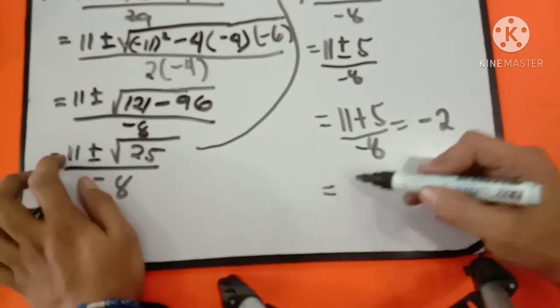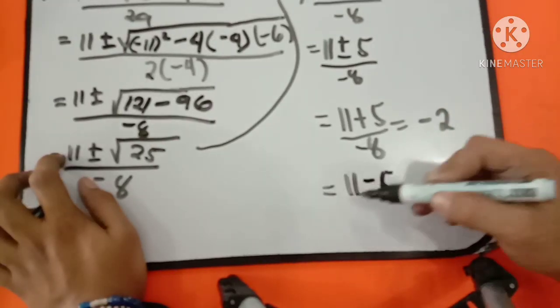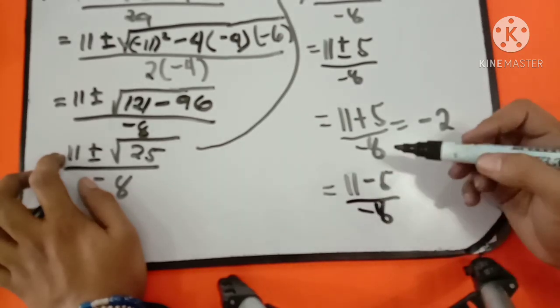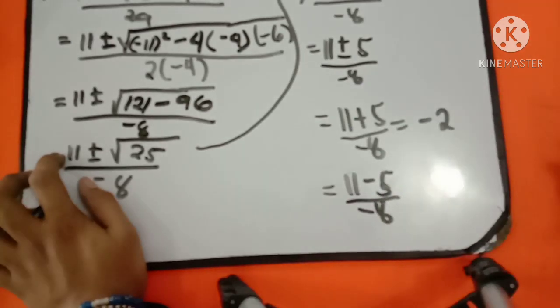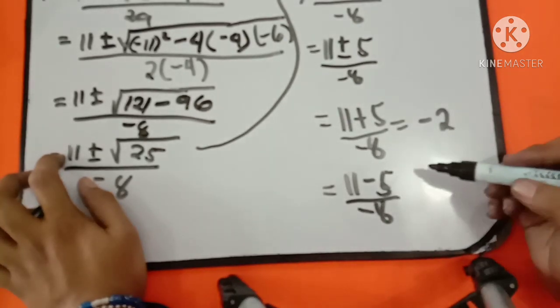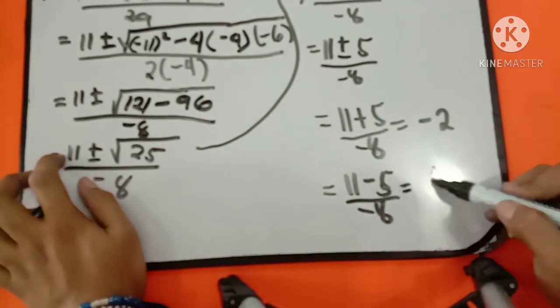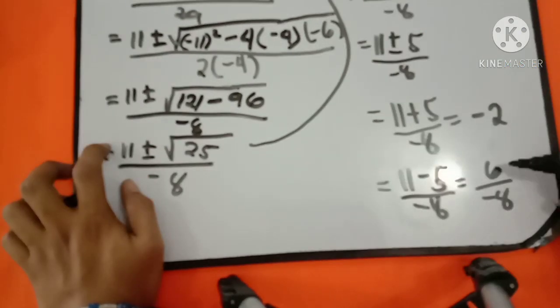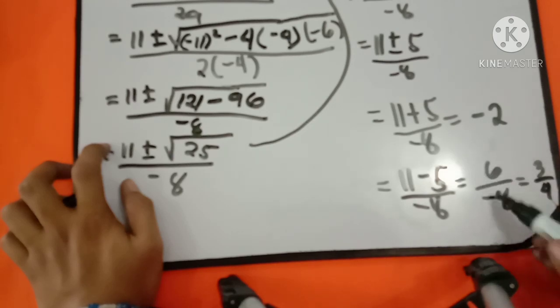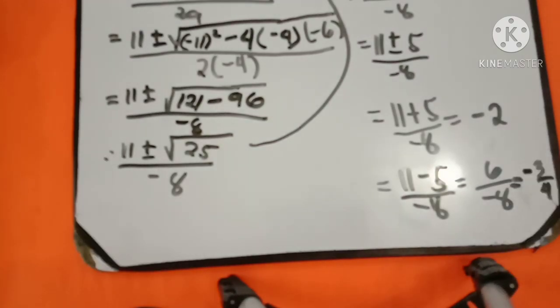So how about the other one? So 11, then minus 5 over negative 8. So 11 minus 5 will give us 6. So over here 6 over negative 8. We simply reduce this one to lowest terms. 6 over negative 8 will give us 3 over 4. So since one of the numbers is negative, the quotient is negative. So that means negative 3/4. So the values for x are negative 2 and negative 3/4.